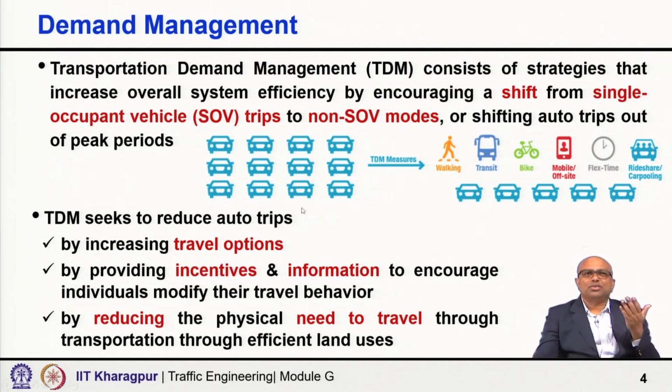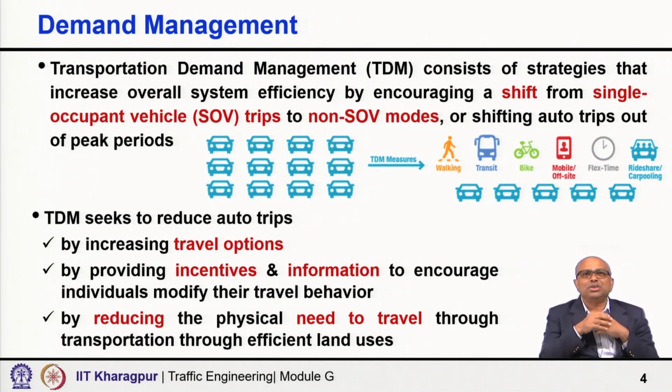So, TDM seeks to reduce auto trips by increasing travel options. We are offering a range of options so that people tend to choose something other than the car. By providing incentives and information to encourage individuals to modify their travel behavior, we make the offer of carpool or some other public transport so attractive that people feel encouraged to leave their cars and travel by those options.